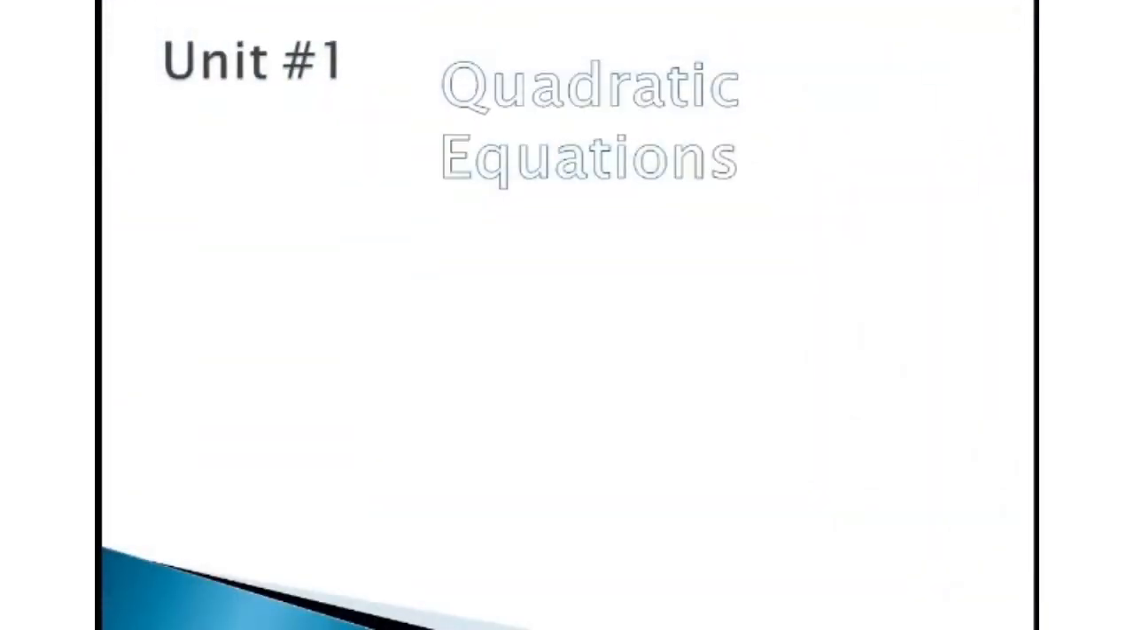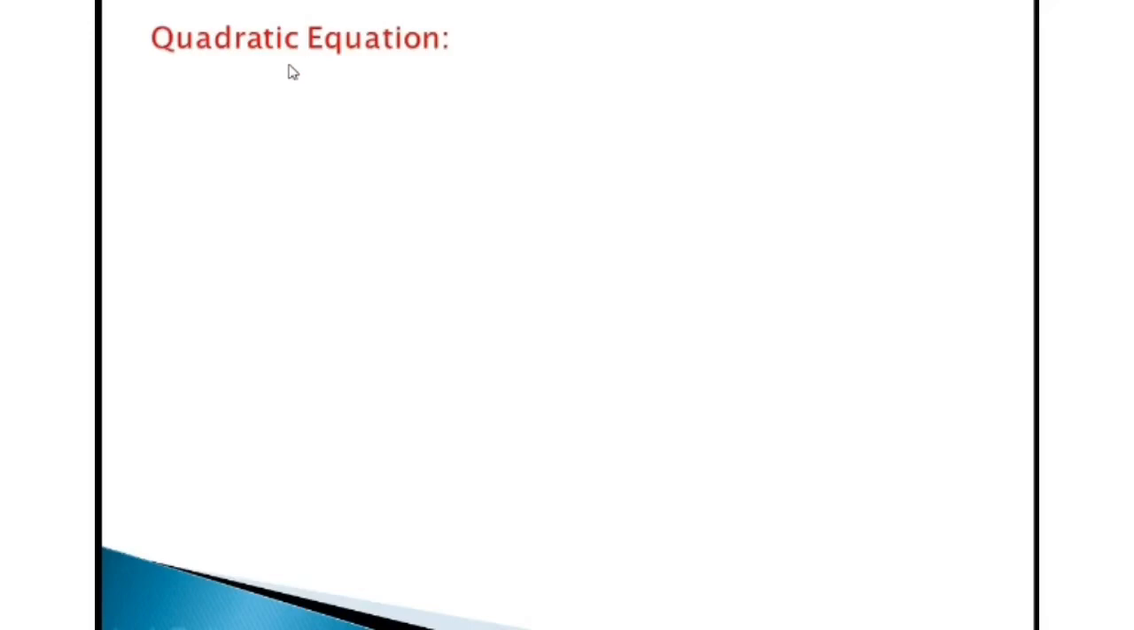Unit number 1 is quadratic equation. So first of all we define what is quadratic equation. Everyone knows what is an equation? So we discuss here what is quadratic. The word quadratic is derived from the word quad, Q-U-A-D, which is a Latin word which means two.